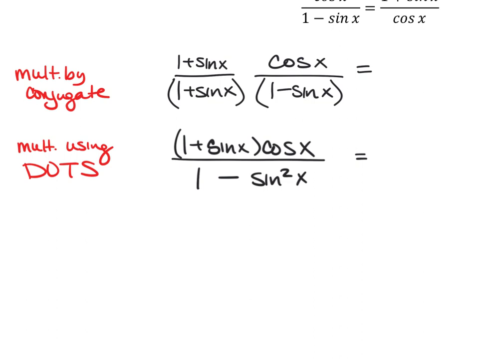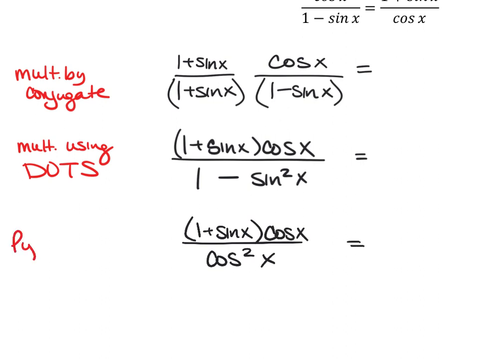But again, the reason we multiplied by the conjugate in the first place was to get that denominator into one of our Pythagorean identities. 1 minus sine squared of x, what is that equal to? Cosine squared of x. So that was a Pythagorean identity. What are your spidey senses saying can happen now?